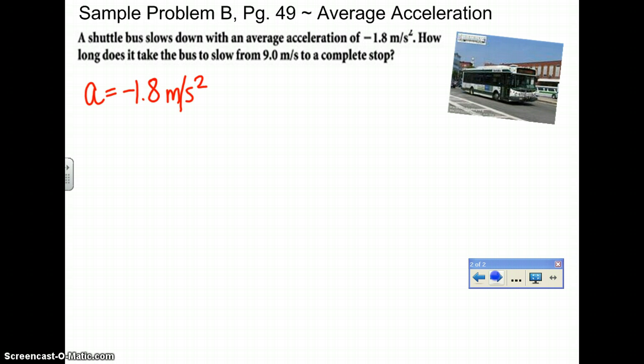Okay, so assess it, guys. Do you want VI or VF? It goes from 9.0 to 0 meters per second. So initially, VI, you were traveling at 9.0 meters per second. And then finally, you're traveling at 0 meters per second.